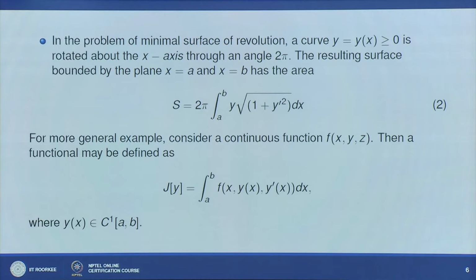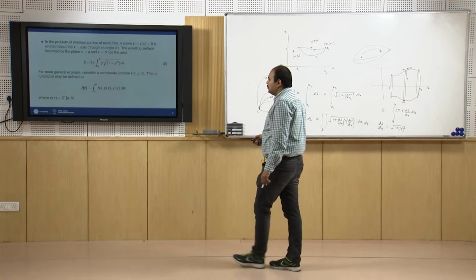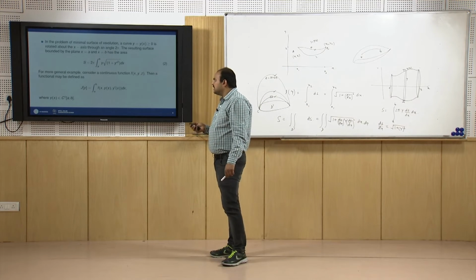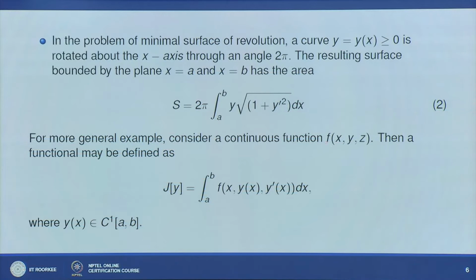So this is also one example of a functional. In general, we can define a general example of a functional with the help of a continuous function f, which is continuous in terms of its arguments. So function f is continuous with respect to x, y and z. Then you can define the functional as J of y equal to the integral from a to b of f of x, y, y dash, dx.